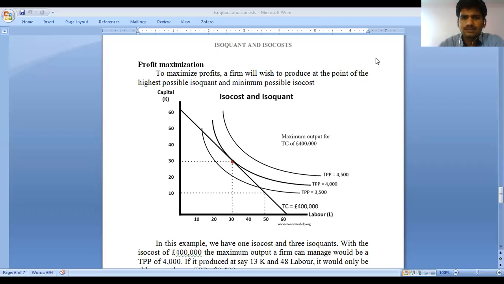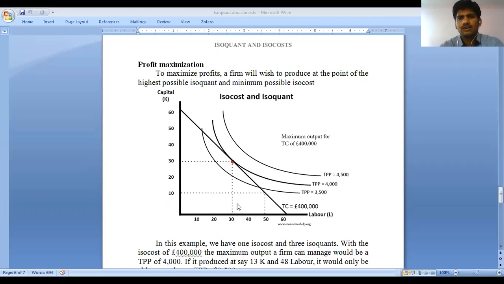another one, capital. So here also in the diagram, in the x-axis we have labor and in the y-axis we have capital. So we are going to consider these labor and capital in a varied way. We are going to change them in different orders. Then what is the maximum output we are going to gain? What is the minimum cost we are going to incur? Then what is the maximum profit we are going to get?